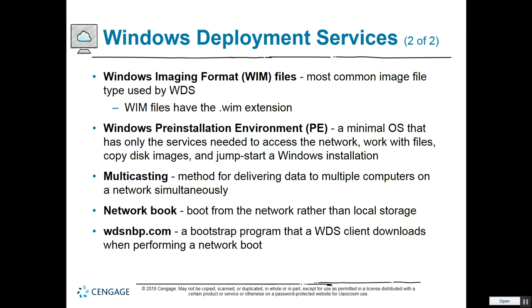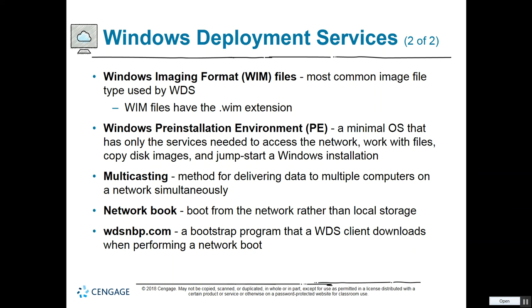We've got Windows pre-installation environment, or PE. It's the minimal OS that has only the services needed to access the network, work with files, copy disk images, and jumpstart a Windows install. So if I've got Windows PE running on that Win 10, and this is super light, that'll let me push that image out to it.